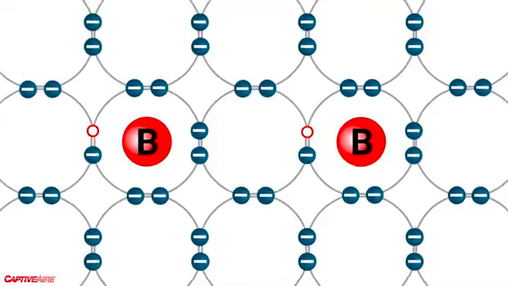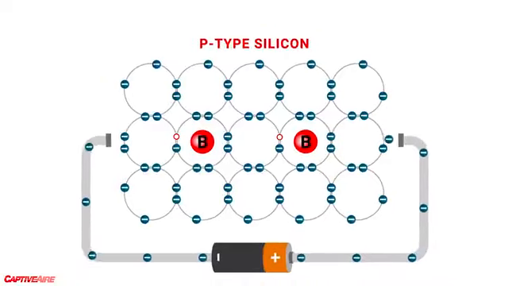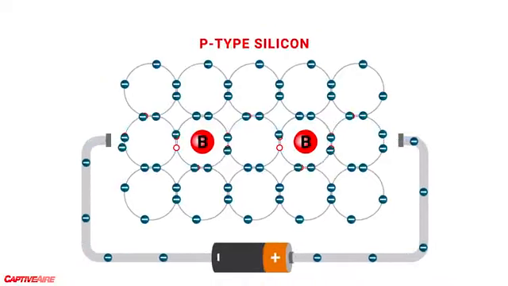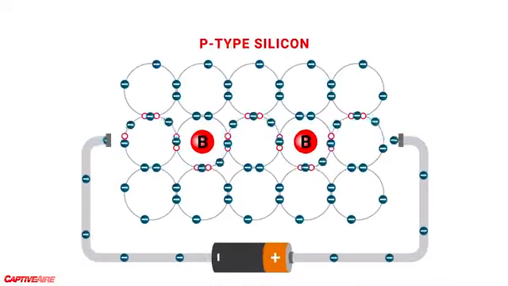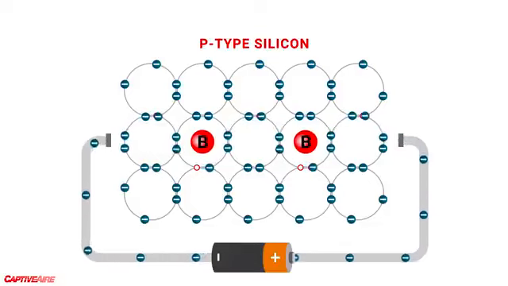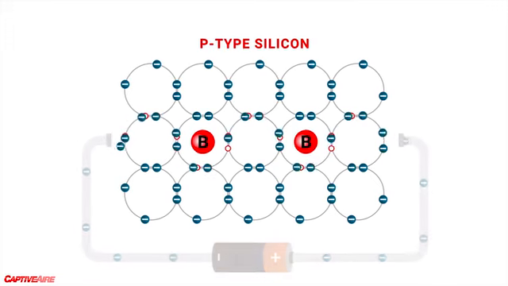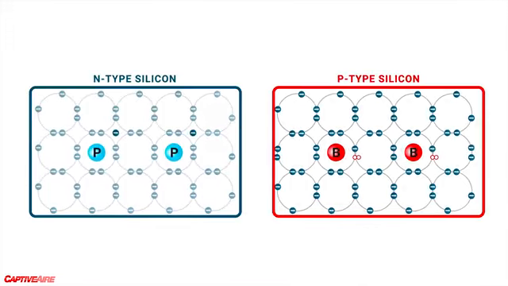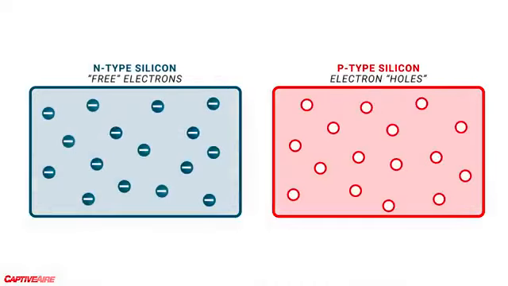This material, called P-type silicon, will also conduct electricity, since now we have a place for electrons to flow and fill in from nearby atoms, creating more electron holes in a chain reaction. With these two materials, what we really care about are the free electrons and the electron holes. These two are considered charge carriers that allow charges to flow through each material.